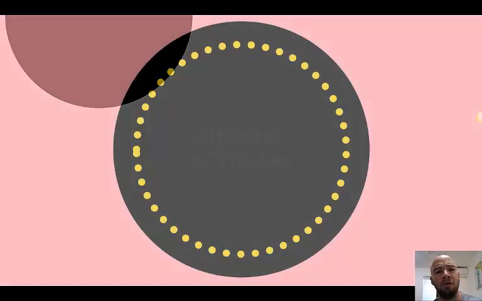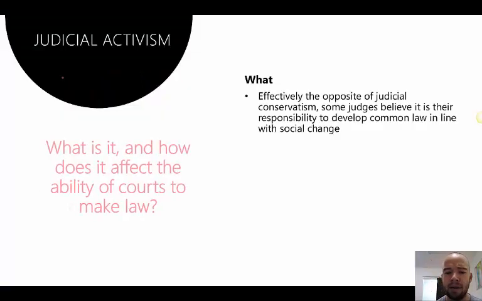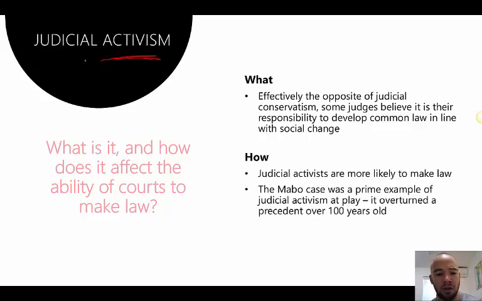So the opposite of judicial conservatism is judicial activism. And it's just effectively, I think you all know what an activist is and what the word activism means. It's just the idea that some judges actually believe they have a social responsibility to develop the law. So you've got some judges who say, it's Parliament's job, we're never going to do it. And you've literally got other judges who say, society changes, it is our responsibility to try and update the law in line with society. So this means judicial activists are more likely to change the law.